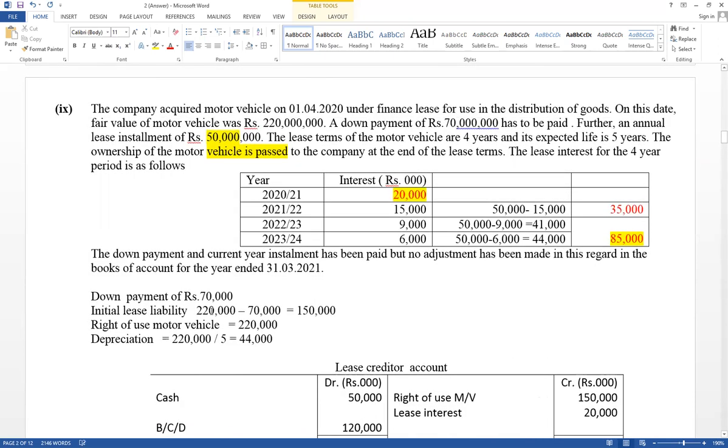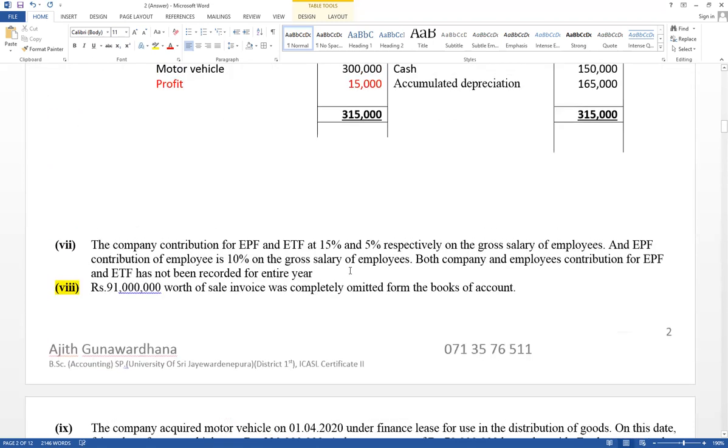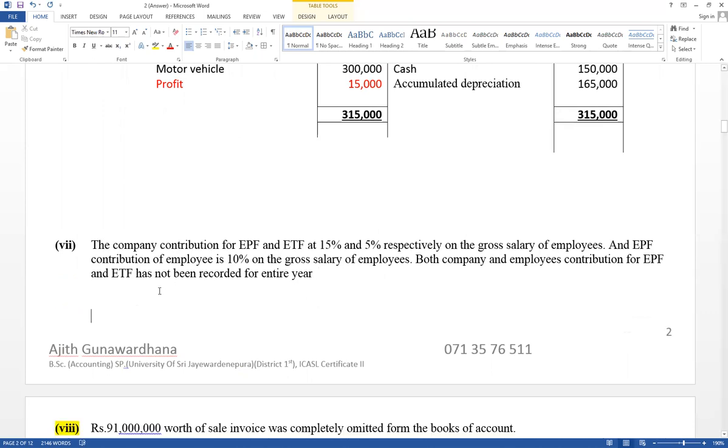Think about these steps. Down payment. Think about initial lease liability, then current lease interest, as well as installment paid in cash, and lease creditor. Think how to separate as current and non-current liability. Then next one, EPF adjustment. EPF adjustment.